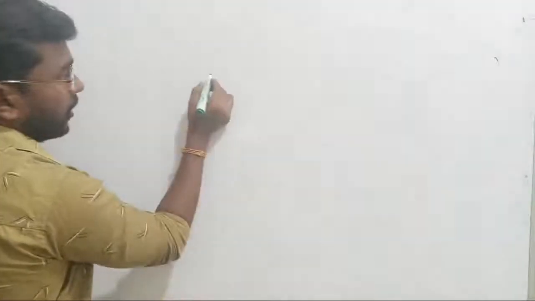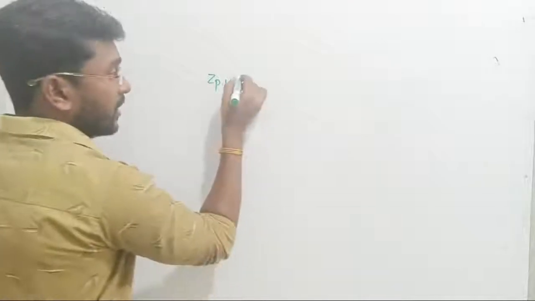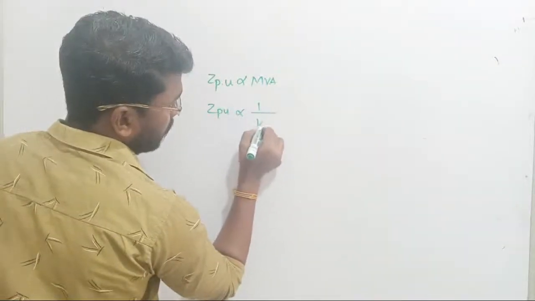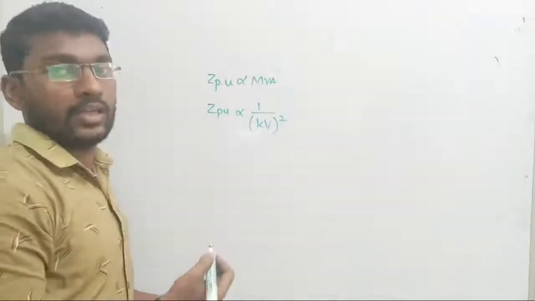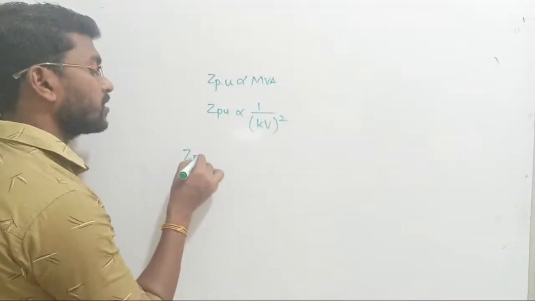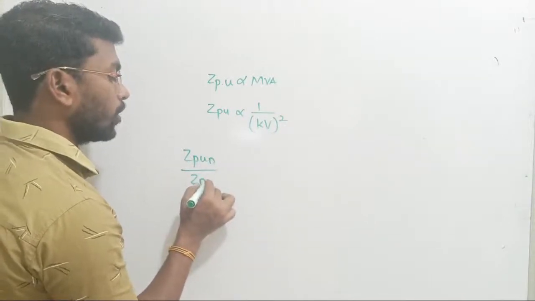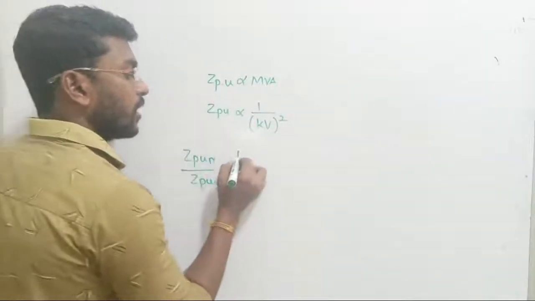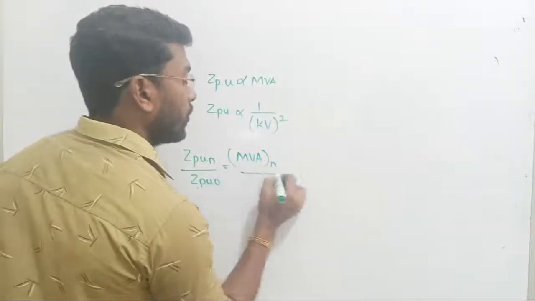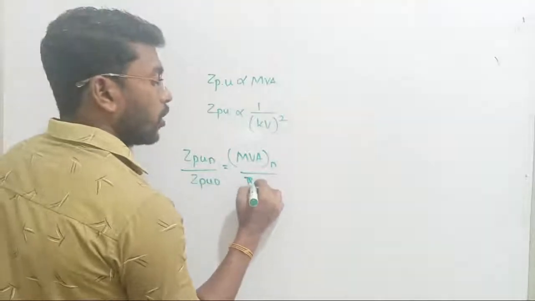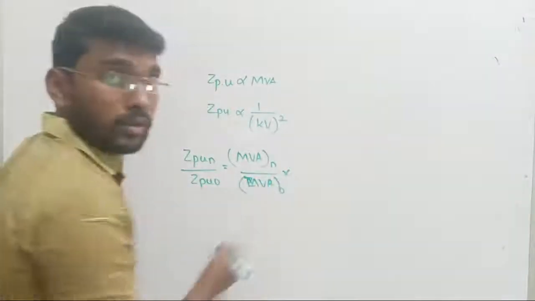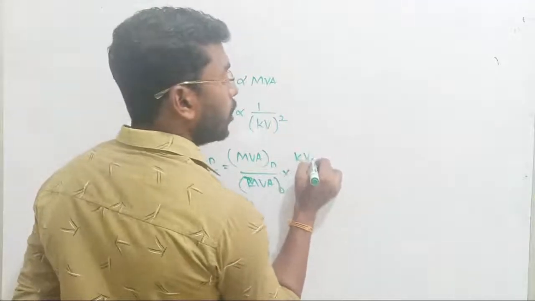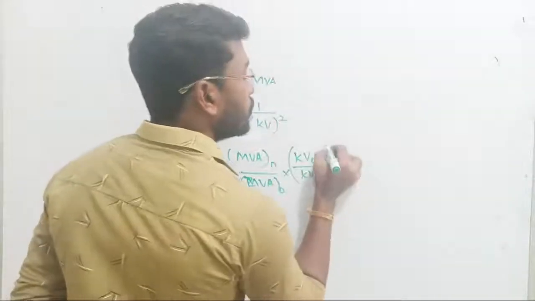What will you do? New per unit impedance. What do we know? Per unit impedance is directly proportional to MVA rating, and inversely proportional to voltage, that is kV, but volt square, the base voltage. That is enough. From this, writing the expression for per unit new divided by per unit old should be equal to MVA new by MVA old, directly proportional, divided by kV new by kV old, whole square.